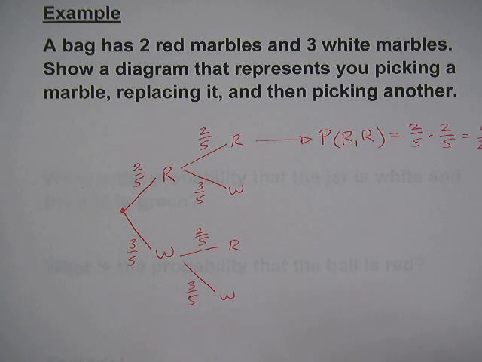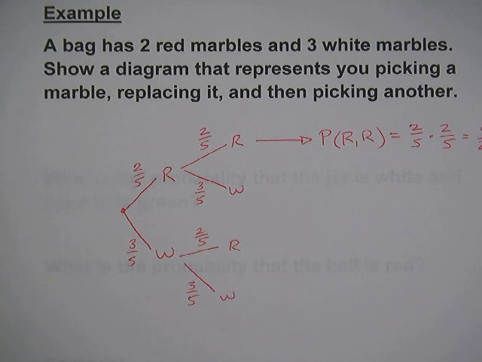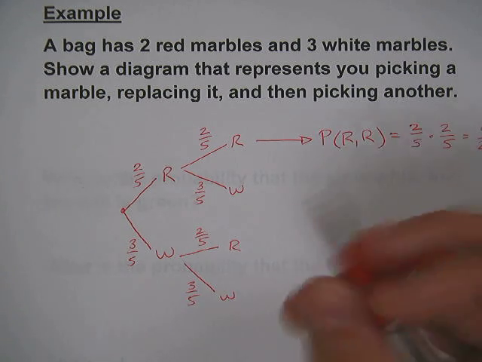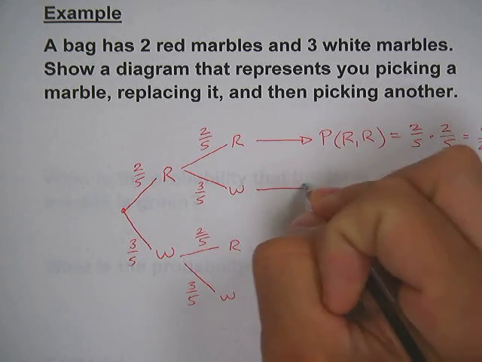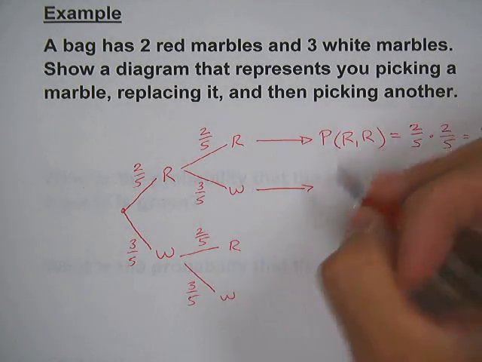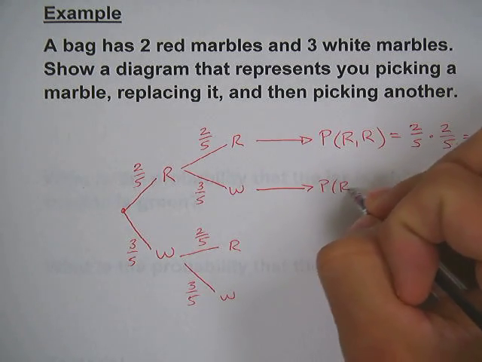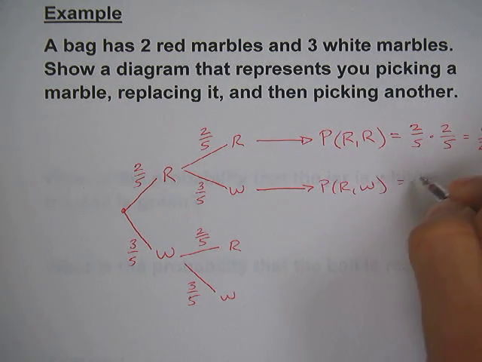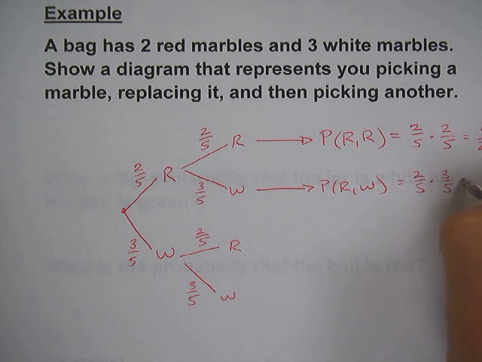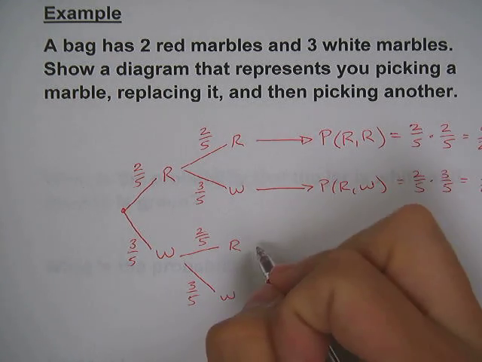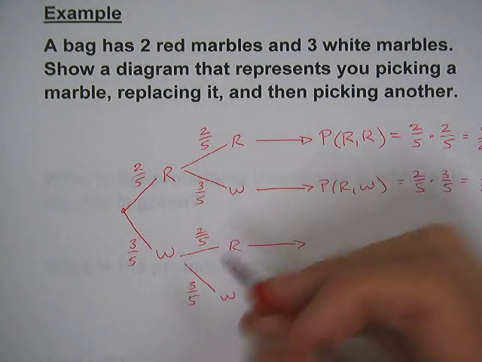So the probability is 4 out of 25. That tells you if you were to do this 25 times, picking 2 and replacing the first one, you would get red and red 4 times. Let's do that for all these. What's the probability of picking red, then white? That would be 2/5 times 3/5, which would be 6/25.